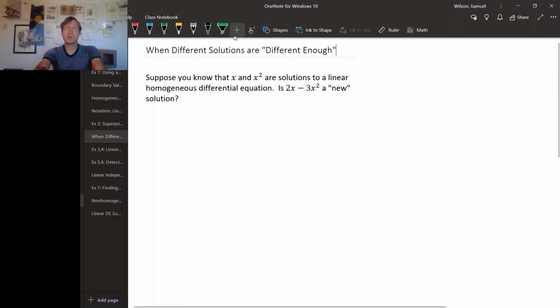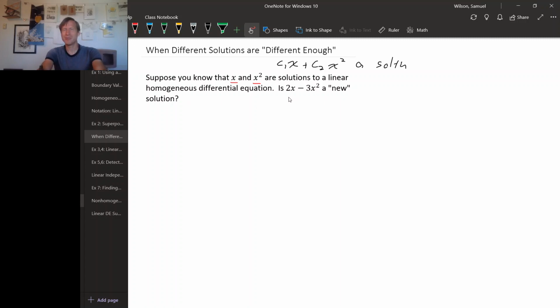So let's suppose that we have a linear differential equation that has a couple solutions. Suppose for some reason we know that x and x squared are both solutions to a linear homogeneous differential equation. Well, just because of the principle of superposition, we know immediately that any linear combination c1 times x plus c2 times x squared is also going to be a solution to the linear homogeneous differential equation.